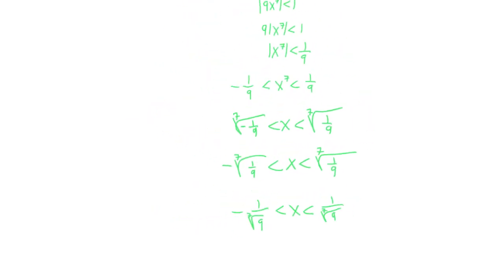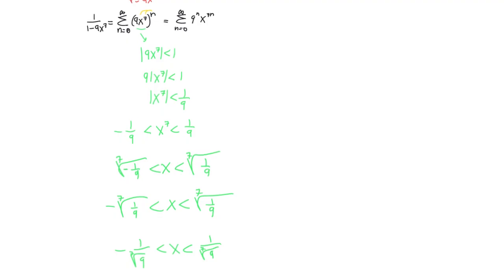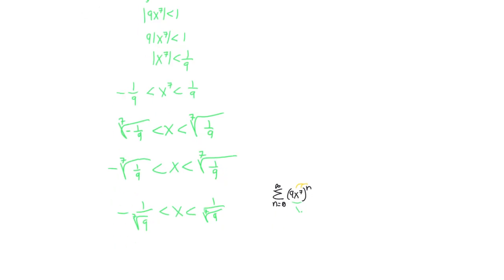So this is how you go about finding the interval of convergence. But what you need to remember, for my student watching, is you find this nice interval here, and that's all well and good. But then you actually have to test the endpoints of that interval. So let's test the left endpoint, which is negative 1 over the 7th root of 9.